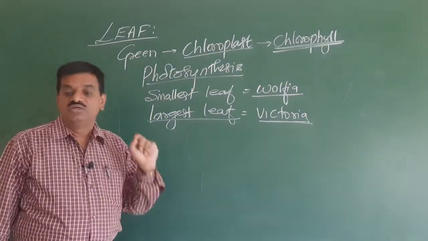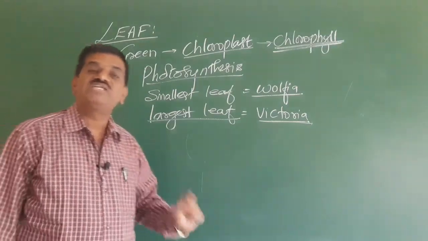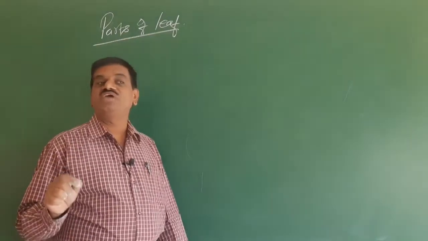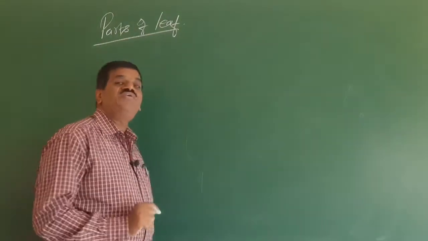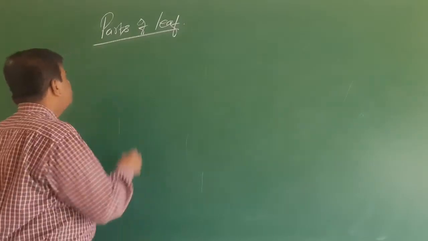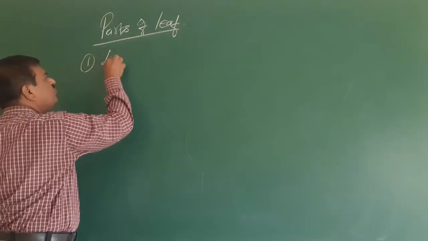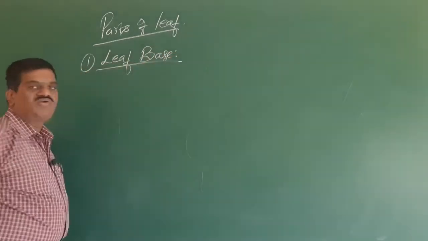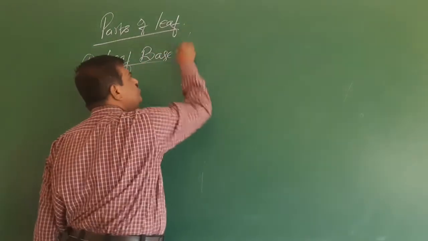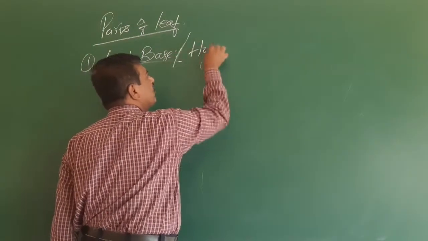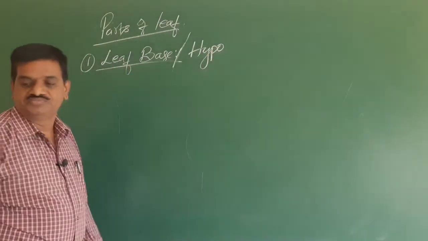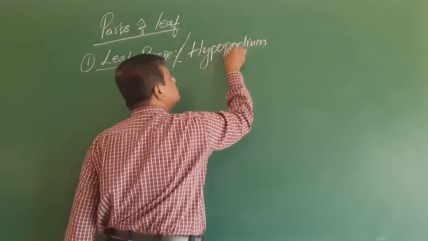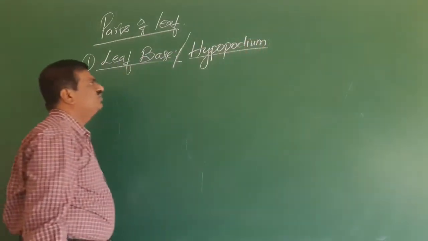So we go for the next heading called parts of a leaf. We know that the leaf always has three parts. The first part of a leaf is always called the leaf base. Leaf base is also called hypopodium. So this is to be remembered for the sake of NEET.